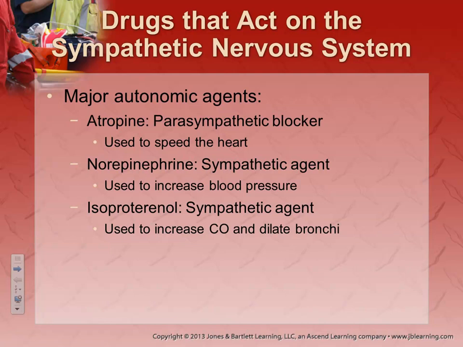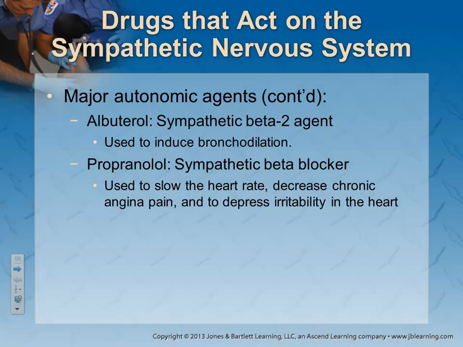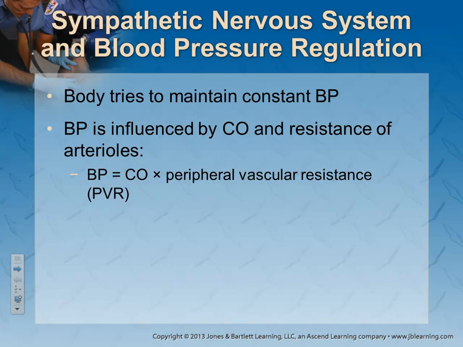Atropine is a parasympathetic blocker. Remember, it's an anticholinergic, so it goes against the cholinergic properties. Norepinephrine is a sympathetic, and iso is a sympathetic too. Again, I'm not going to spend a lot of time. Just come back and look at these medications.